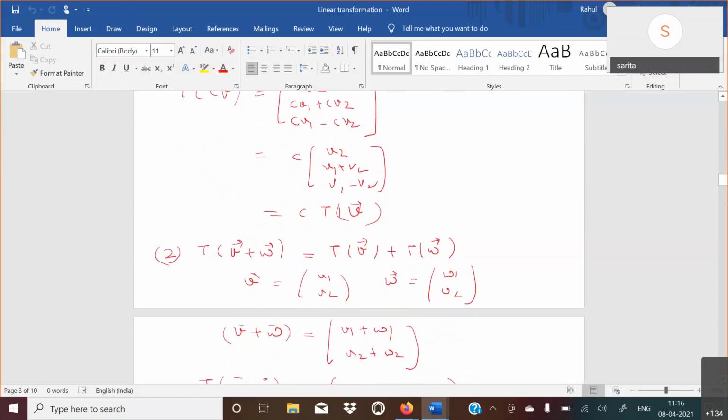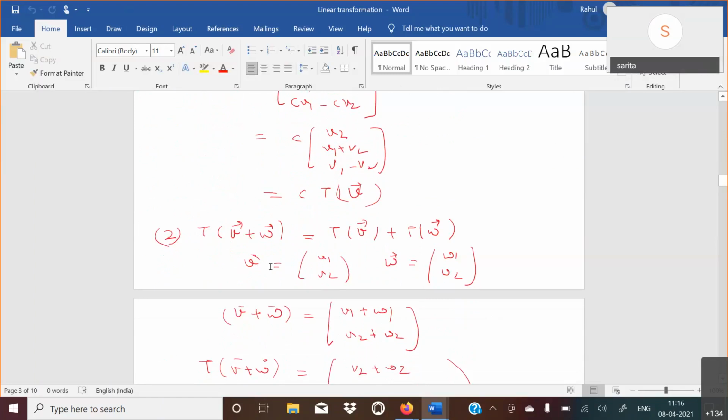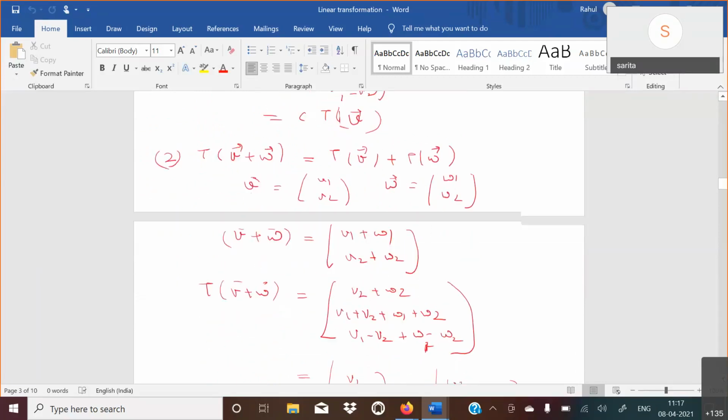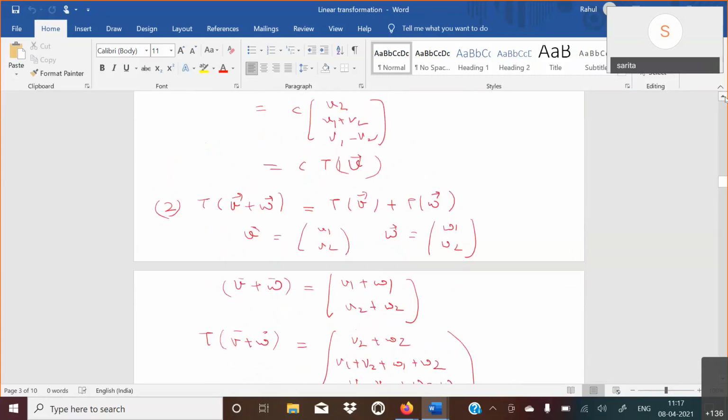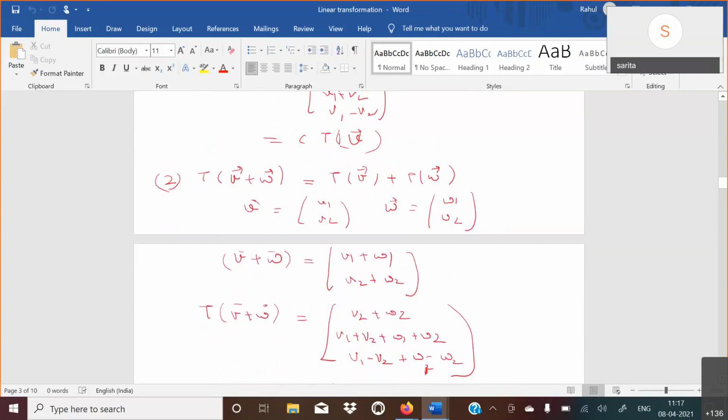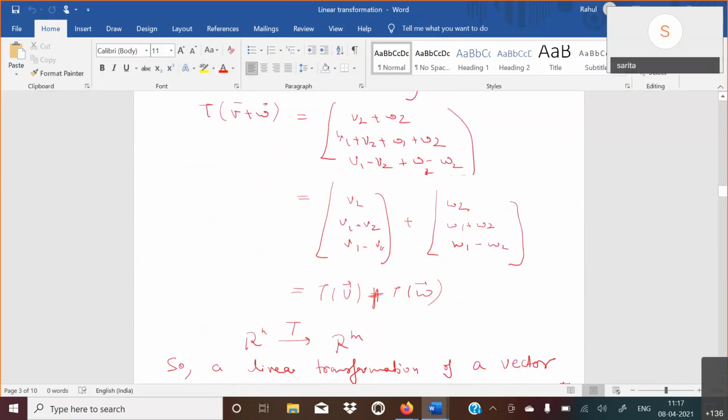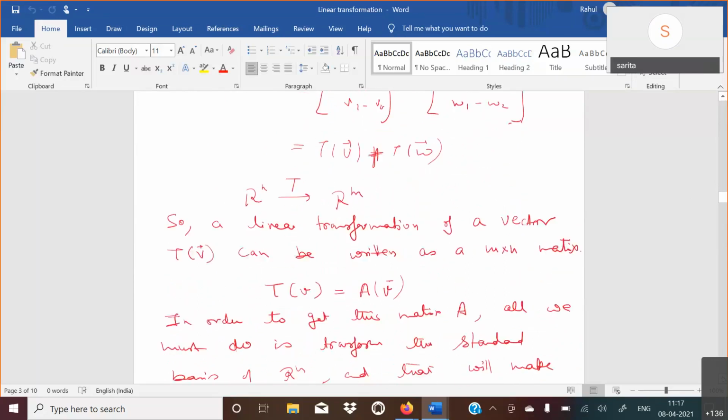The other property: T(V + W) should be equal to T(V) + T(W). Now I take another vector. There are two vectors, so we have to take V1, V2 and W1, W2. Now you write V + W as (V1 + W1, V2 + W2). Right, so this is how I'm writing the sum. Now if you take T(V + W), it should be this one, right? Because the transformation is saying the first element is V2, then V1 plus V2, and then V1 minus V2. So these are simple ones. Then it is proved that it's a linear transformation.